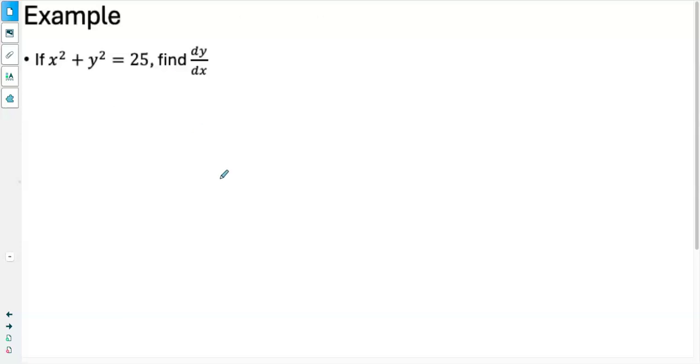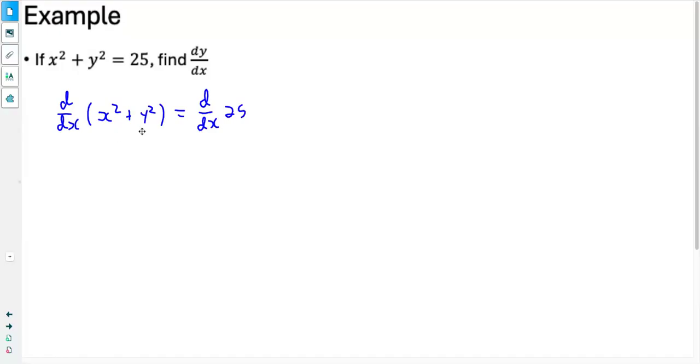So the first example is, if x squared plus y squared equals 25, so that looks like the graph of a circle, we want to find the derivative of y with respect to x. So to get this, we're going to take d over dx of each side of our equation, so d over dx of x squared plus y squared equals d over dx of 25.